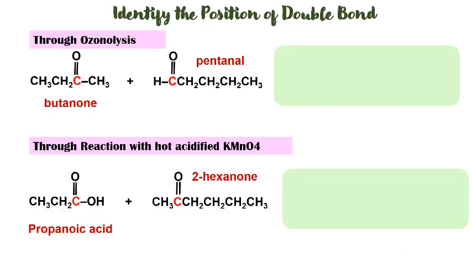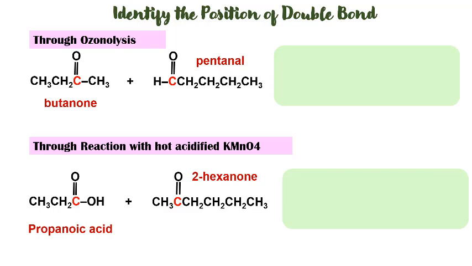The oxidation of alkenes using ozonolysis or hot acidified KMnO4 solution is often used to identify the position of the double bond in an alkene. By identifying the products, the position of the double bond in the alkene can be determined.